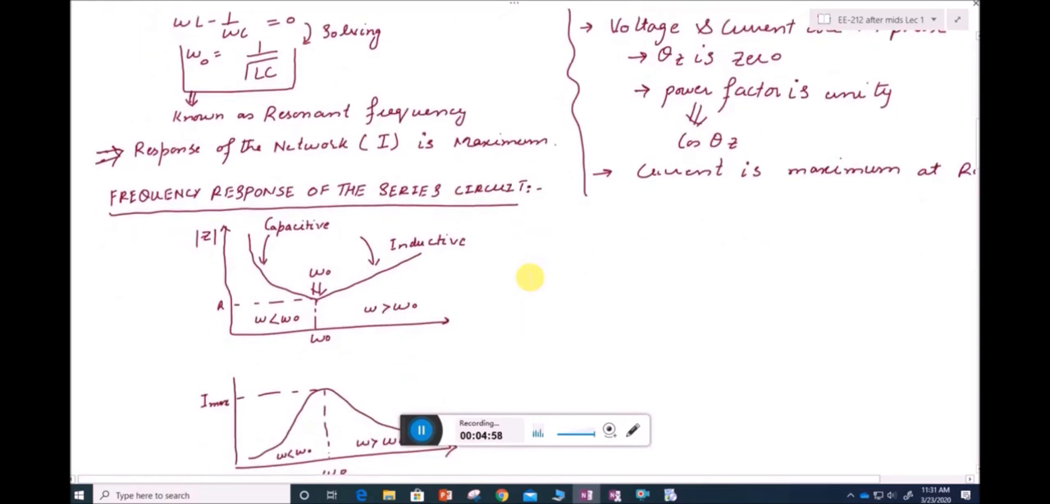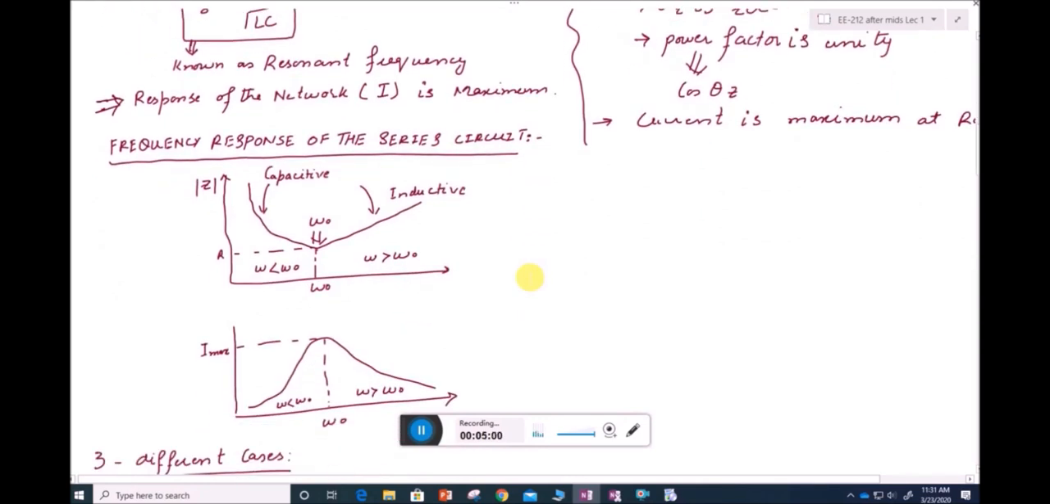Now if I have to move towards the frequency response of the series circuit, what I have done is drawn the impedance value for different frequencies. This is the impedance magnitude, and I am changing the value of omega, the frequency. So there is a curve that I got, and at ω naught we know that the impedance is resistive. Only a resistive part is present in the impedance value. So at ω naught we are getting R.